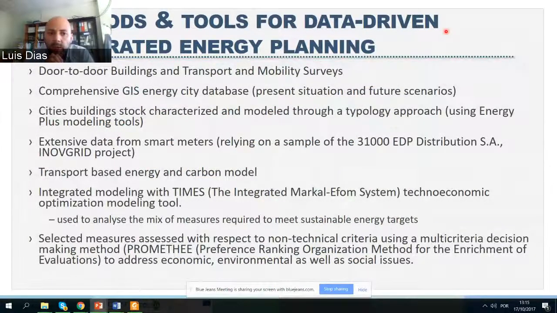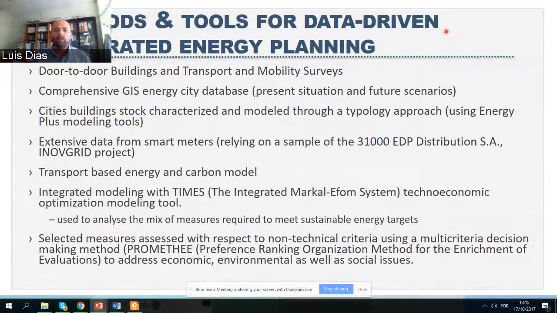So here I want just to point out the methods and tools used. We use door-to-door surveys for characterization of buildings and also mobility patterns. Also another tool was GIS. The GIS for each city was also a data provider, so it allows us to show the present situation of what the energy system of the city looks like, and also to include the results of future scenarios for each city.